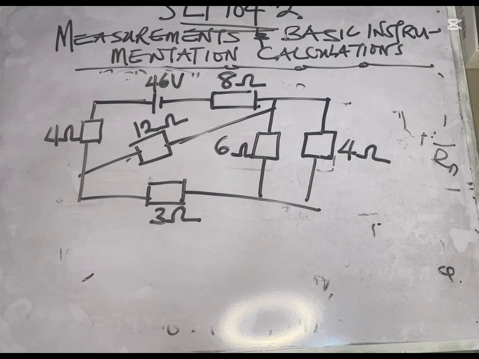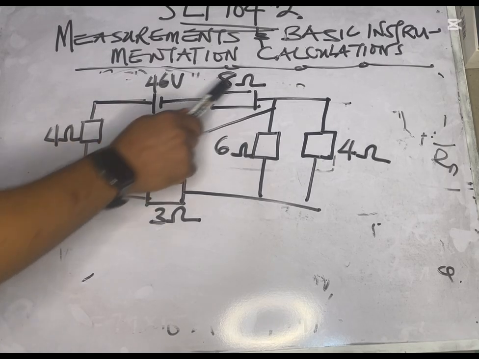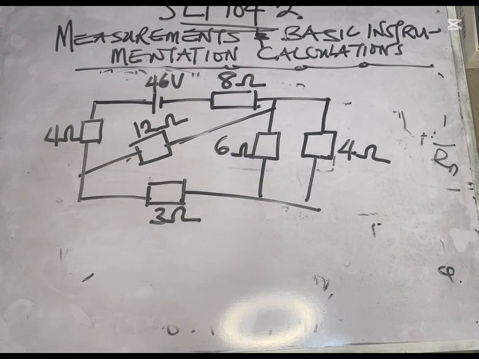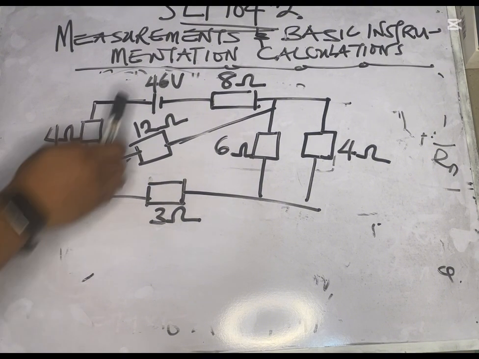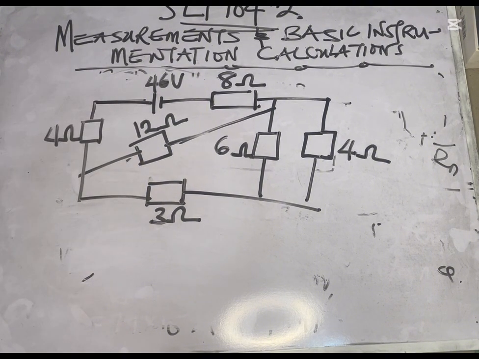So this is the circuit setup. You look at this circuit clearly and realize that you have about 6 resistors, and the circuit looks a little confusing if you don't know how to resolve circuits like this. This is more like a combination of series and parallel. Look at 1, 2, 3, 4, 5, 6 different resistors, and of course a battery of 46 volts. So how are we going to resolve this?